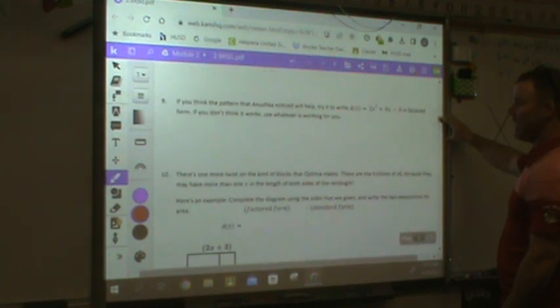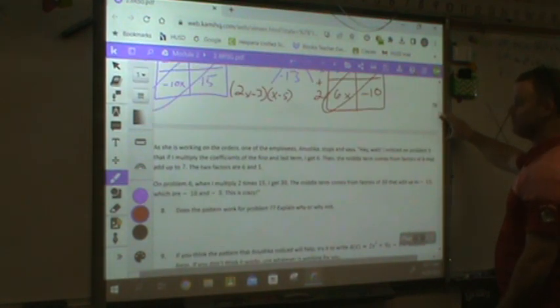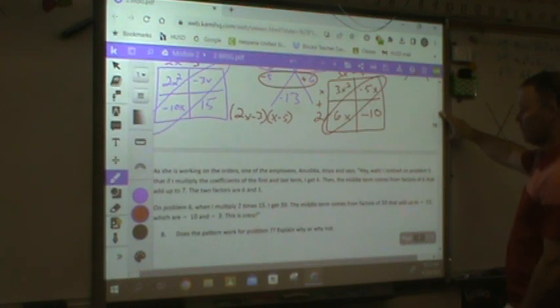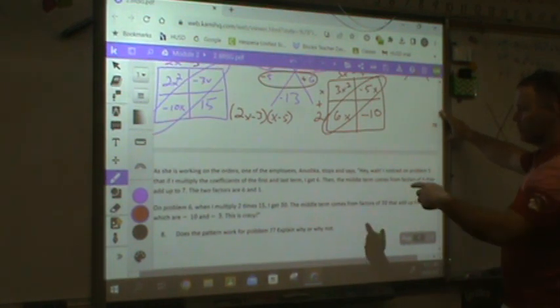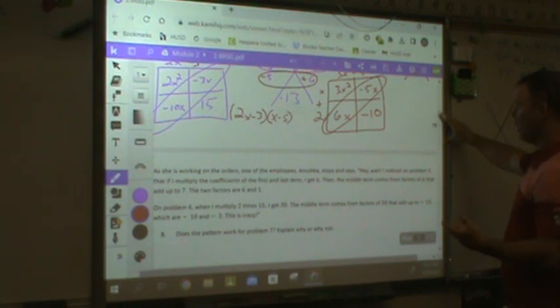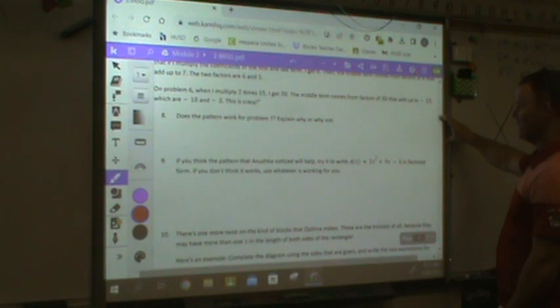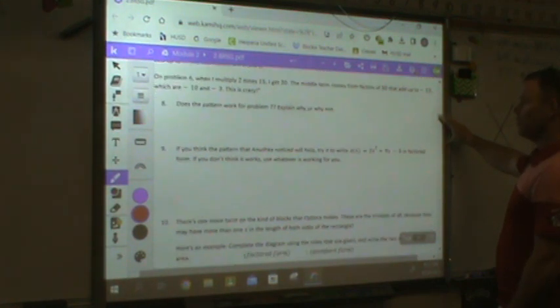So the next question you have to ask yourself is, does the pattern work for problem 7? So we looked at kind of a pattern. 2 times 15 to get 30. 3 times 10 to get 30. I'm going to leave that to you. I'm going to say, yeah, I think it does. If you think the pattern that Anushka, I believe, is how you say this name, notice will help, try to write 2x squared plus 9x minus 5 in factored form. If you don't think it works, use whatever works for you.